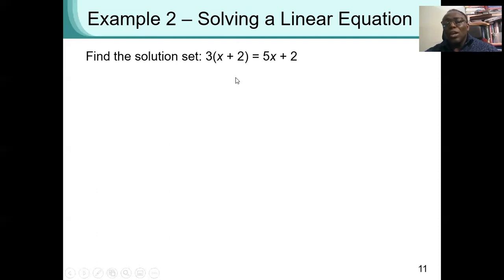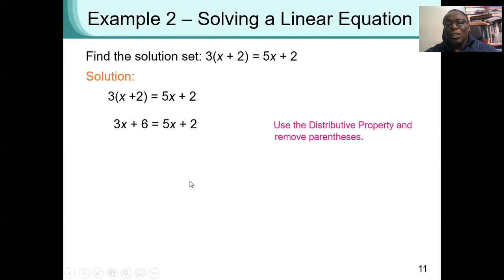First we can use the distributive law by multiplying 3 by s plus 2 to remove the parentheses. And that's what we did here, 3s and then 6, because 3 times 2 is 6, and 3 times s is 3s. Now we can take the like terms to the left and the constant values to the right.